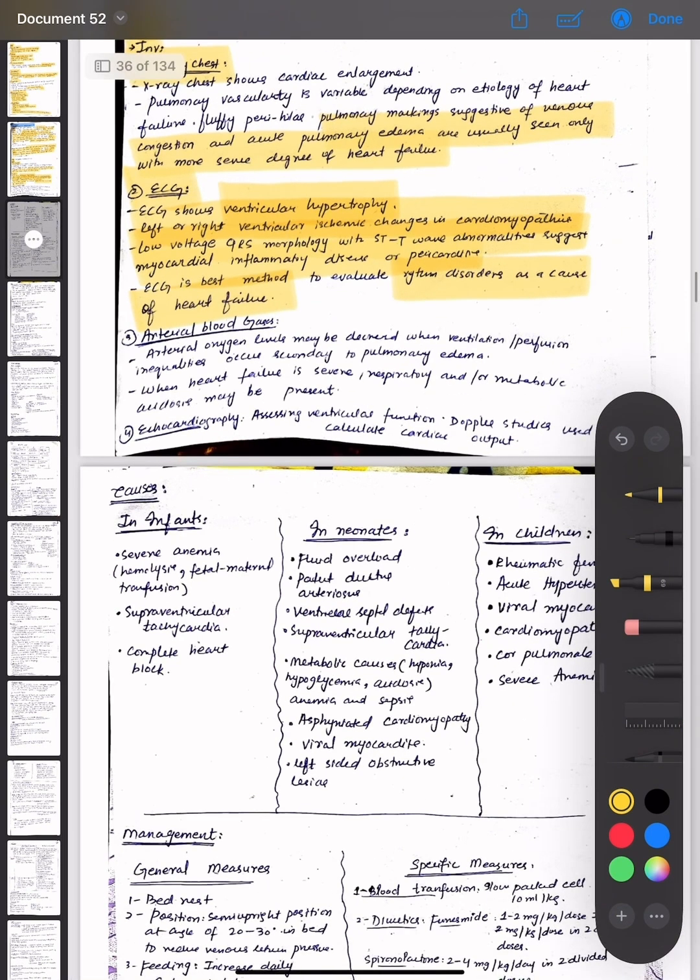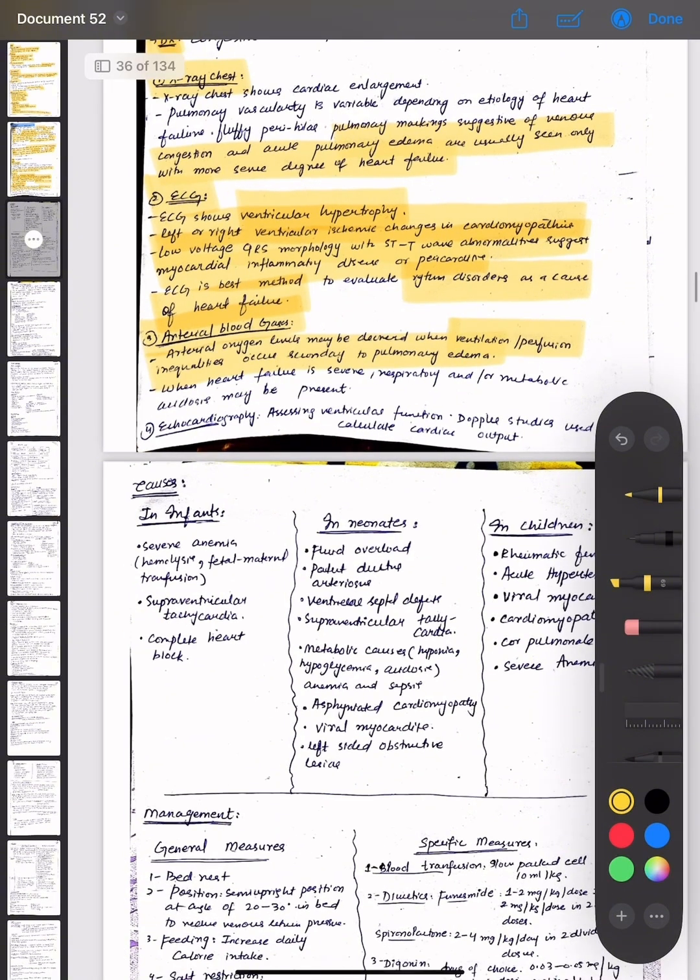Arterial blood gases are done, which show that arterial oxygen levels may be decreased when ventilation or perfusion inequalities occur secondary to pulmonary edema. When heart failure is severe, respiratory or metabolic acidosis may be present. On echocardiography, we assess the ventricular function, and Doppler studies should calculate cardiac output.